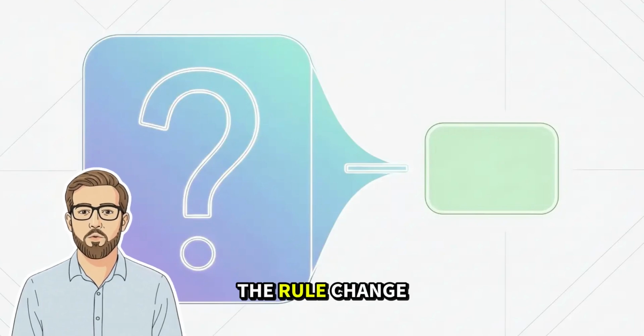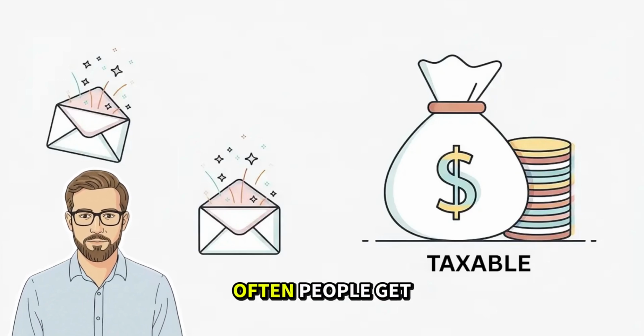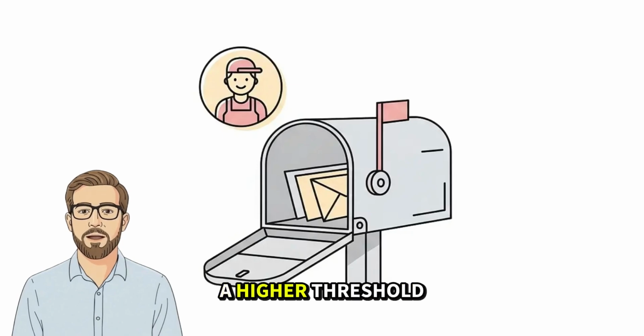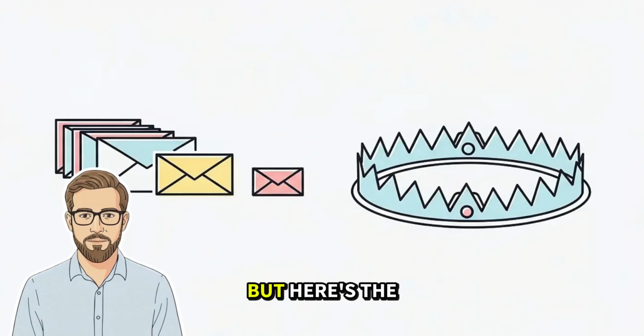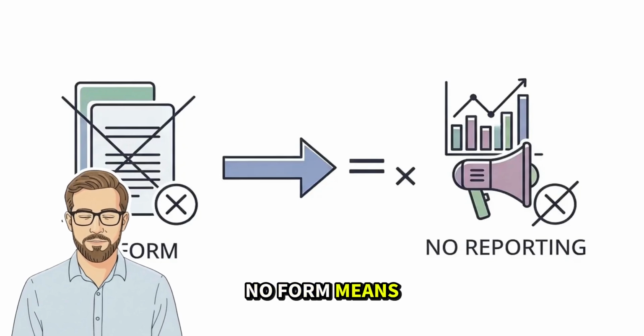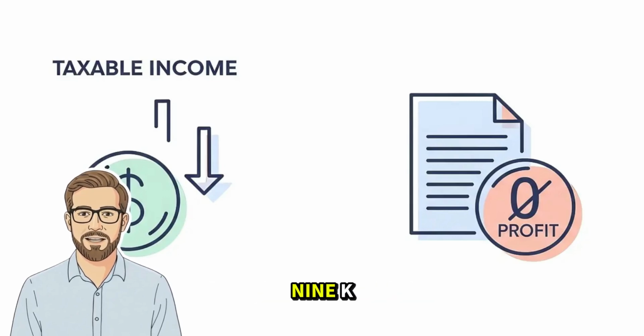So, what does the rule change really change in your actual life? It changes how often people get surprised by a form. It doesn't change what's taxable. A higher threshold can mean fewer casual sellers get a form in the mail. But here's the non-obvious part. That can actually increase mistakes because people think no form means no reporting. That's not how taxes work. Income can be taxable even without a 1099-K.